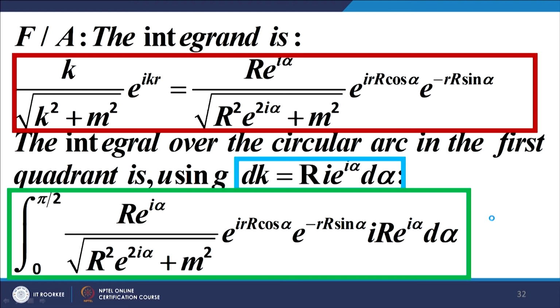If you integrate over the circular arc in the first quadrant, let us work out the first quadrant first, and the first quadrant integral becomes 0 to pi by 2. Nevertheless, it does not matter, because when you are in the first quadrant, sin alpha is going to be positive, and sin alpha is positive means that as r tends to infinity this expression will be of the form e to the power minus infinity, and that will go to 0.